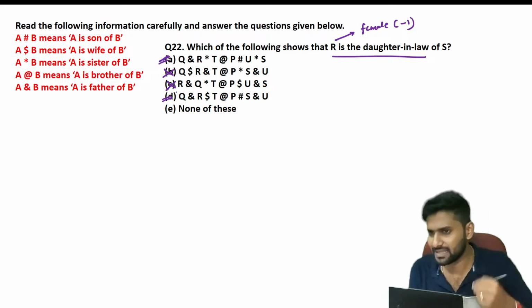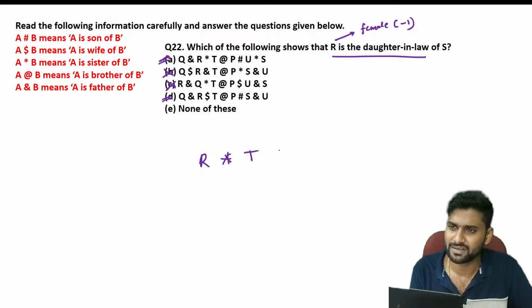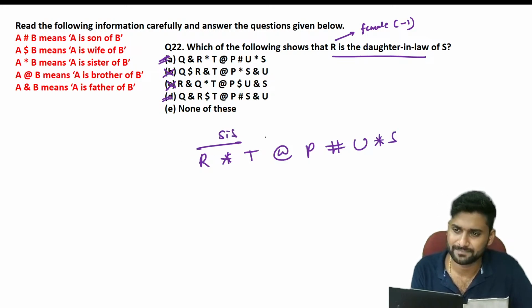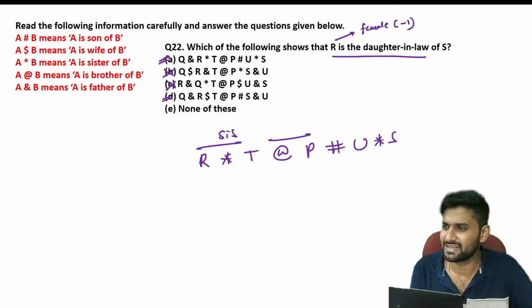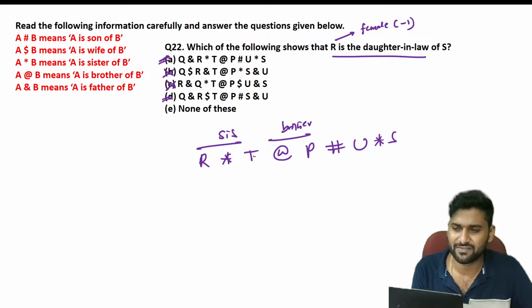If you are interested, draw the diagram, or let me tell you my approach. I will pick one of the conditions here. So we need R2S, right? R star T at the rate of P hash U star S. Guys, observe here. What is star here, sister? What is at the rate? At the rate stands for brother. Guys, see, R is sister of T. T is brother of P.